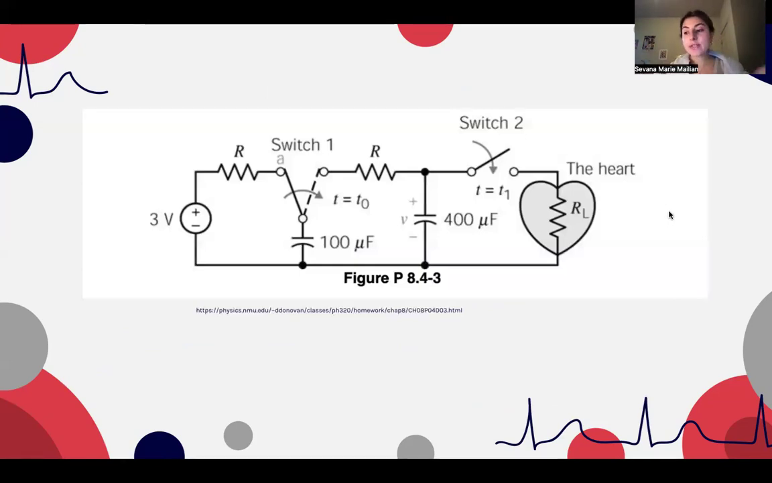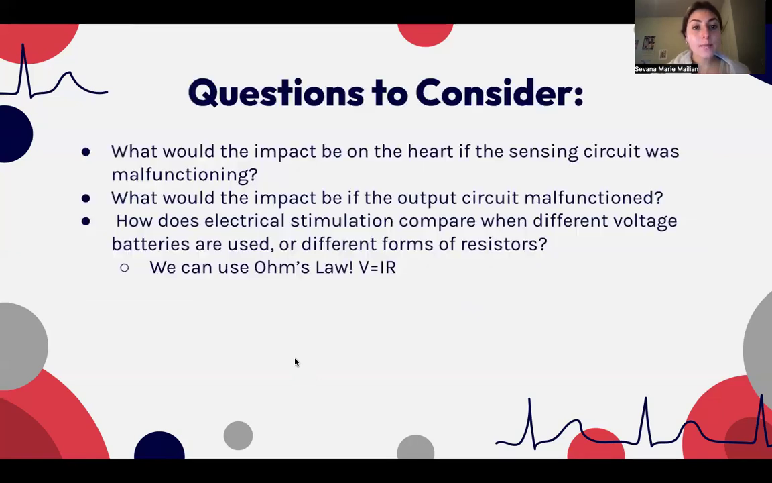And then this is another example of pacemaker circuitry that a researcher from Northern Michigan University came up with. As you can see, we've got some voltage source, maybe that's a battery, some resistors, some switches. So some basic circuit components that we have actually worked with in physics 2 this semester.